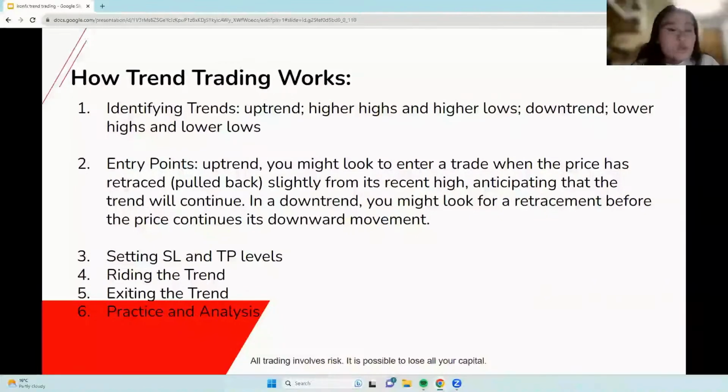So here's just a simplified breakdown of how trend trading works and a couple of steps that you can take. Firstly would be identifying trends. An uptrend would be higher highs, and a downtrend would be lower lows. This is typically done by analyzing historical price charts. Next would be your entry points. Once you've identified the trend, the next step is to find an opportune entry point.